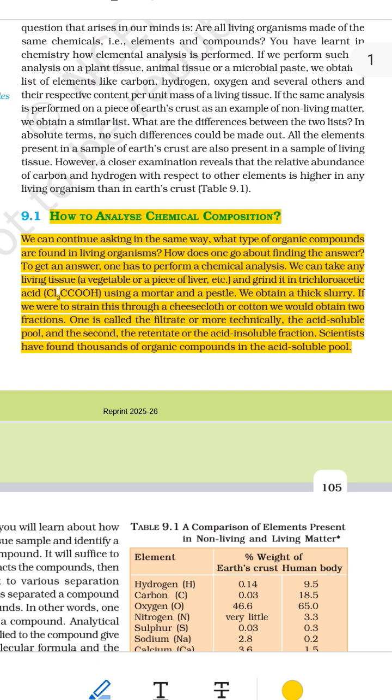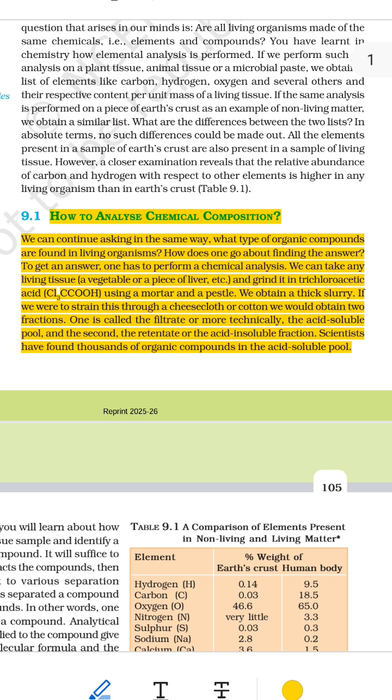Step 1. Take a sample of a living tissue. This could be a piece of carrot, a leaf, a piece of liver from an animal, or a paste full of microbes, tiny living creatures. These tissues are full of cells, and cells are full of important chemicals.